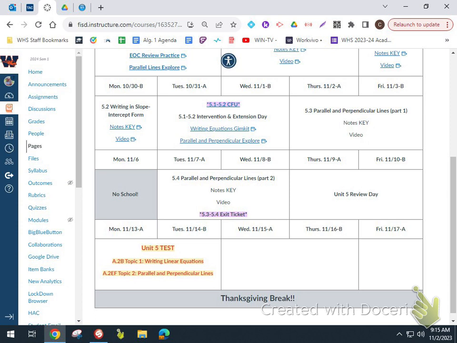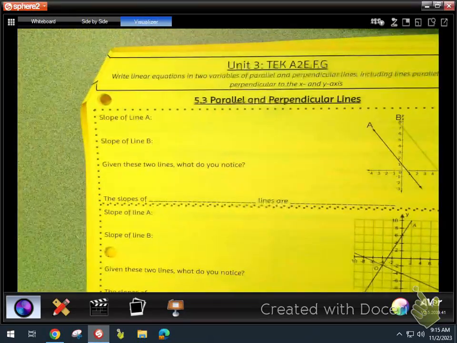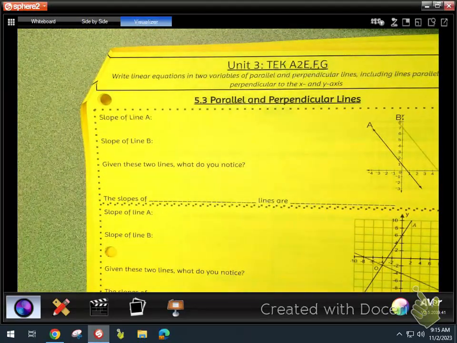So, flip over to page 9. Under where the cell phones are, go grab one. Okay. All right. So what we're talking about today is parallel and perpendicular lines.